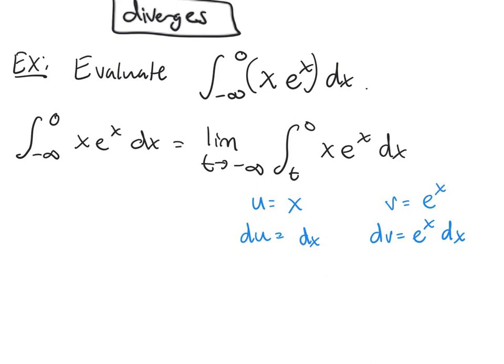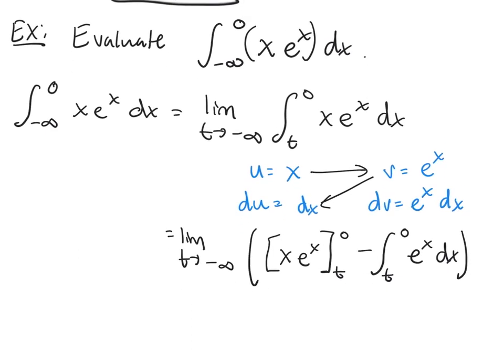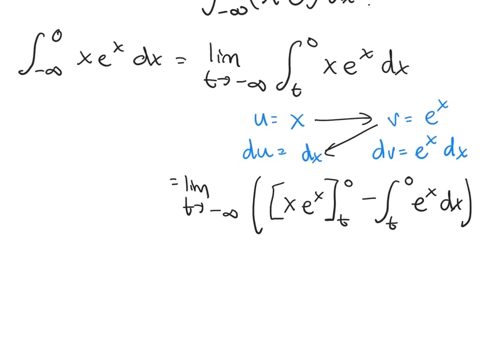And then I go across and diagonally down in my little table that I made. So what I'm getting is the limit as t goes to negative infinity. So you're going to get x e to the x. And when you have a definite integral, you have to plug in the bounds. T to 0. And then diagonally down, e to the x dx.